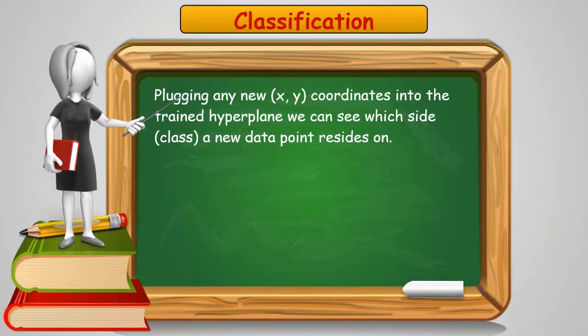And once the plane has been computed, plugging any new coordinates into a trained hyperplane, we'll just see which side, in other words, class, a new data point resides. And that's how the support vector machine predictor is going to choose, a win-loss based on which side of the plane you're on.